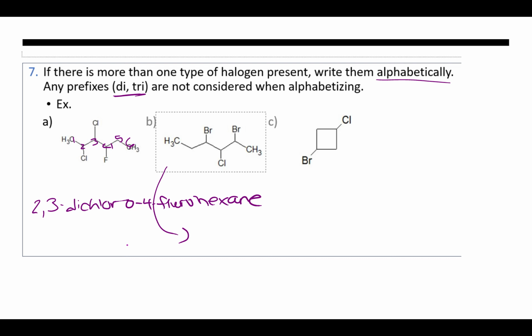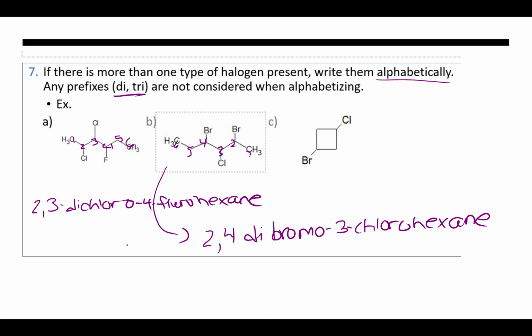My next one, I'm going to number from right to left to give my smallest number possible. And on carbon 2 and 4, I have bromo, which I'm going to name first because bromo will come before chloro. So 2,4-dibromo. And then 3-chloro. 6 carbons would be hex, and then all single bonds, so hexane.